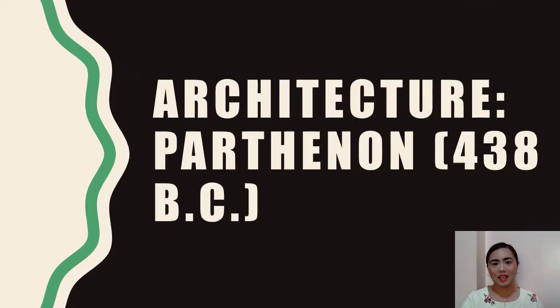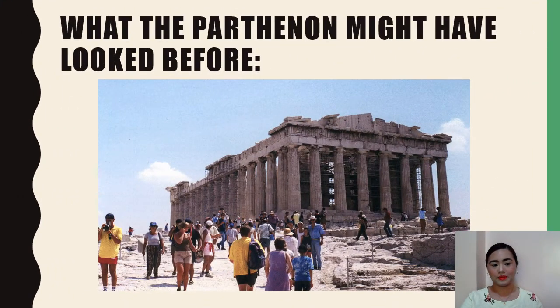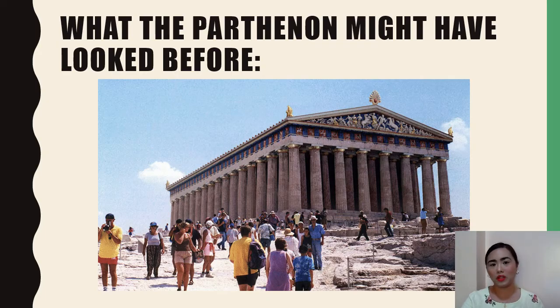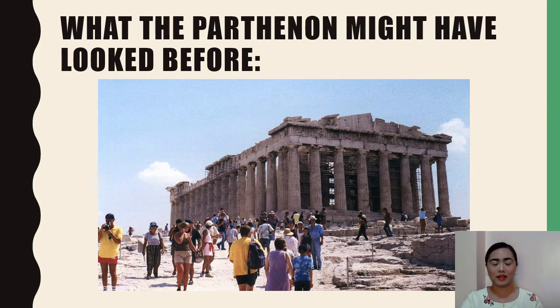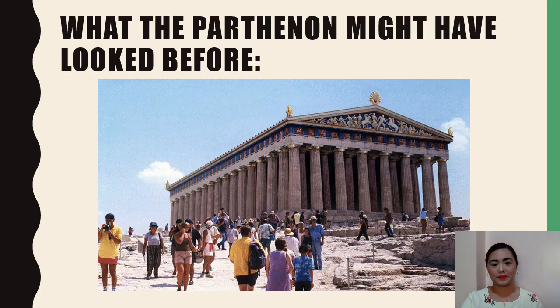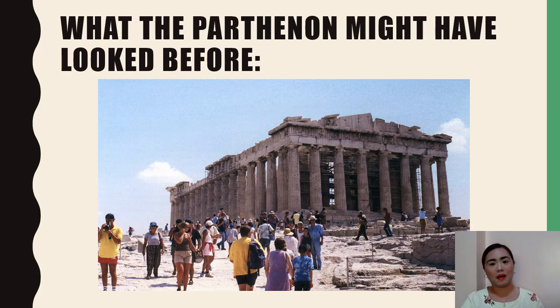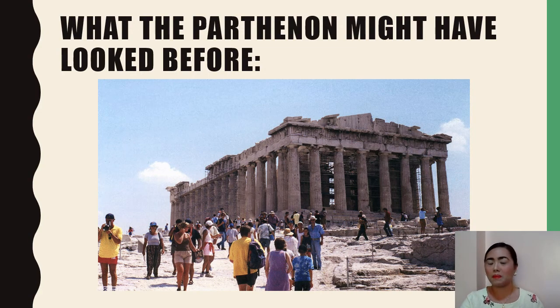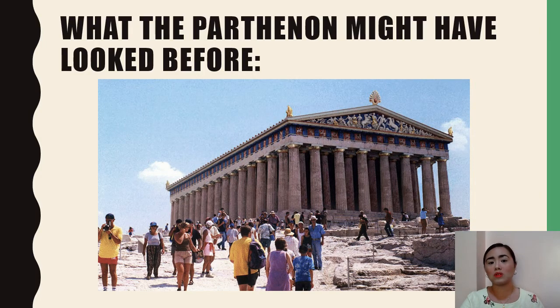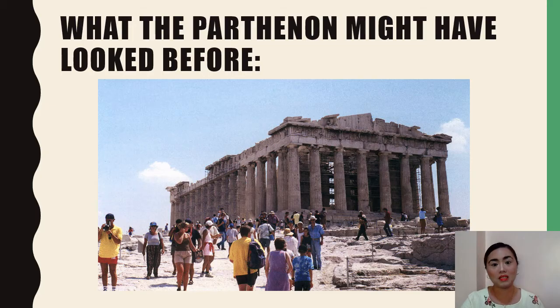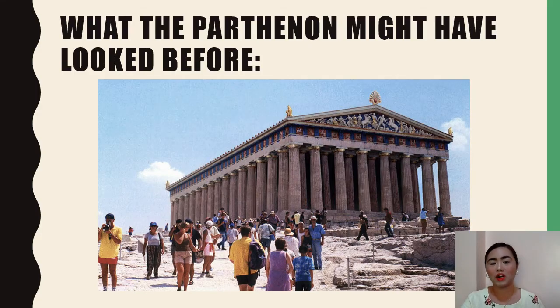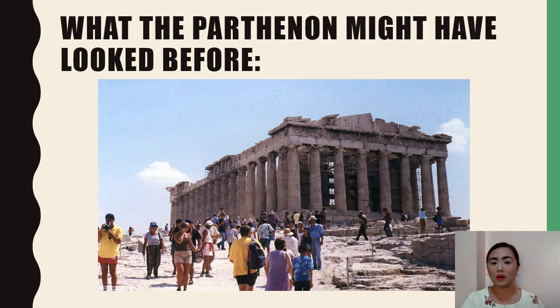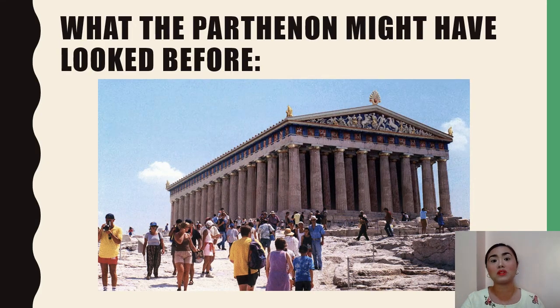Now, when it comes to Greek architecture, our example is the Parthenon. Please look first at the picture to see what the Parthenon might have looked like before it was destroyed. Now, the Parthenon is a former temple on the Athenian Acropolis of Greece. It was dedicated to the goddess Athena, whom the people of Athens consider their patron. Construction began in 447 BC when the Athenian Empire was at its peak of power. It was completed in 438 BC, although the decoration of the building continued until 432 BC.